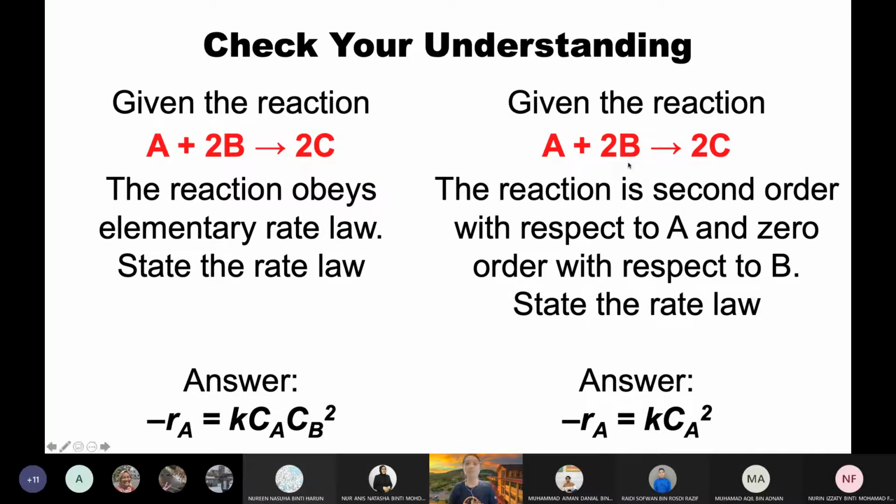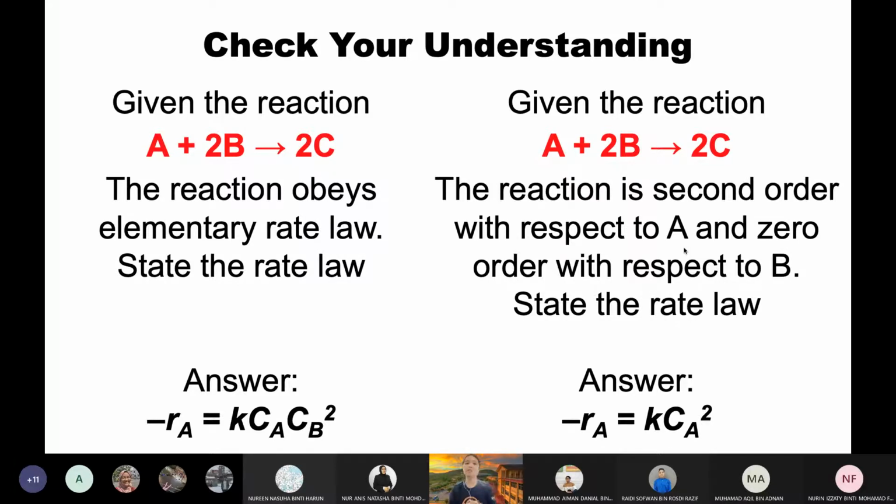So for example, in this case, you have a similar reaction. Katakan 1A reactive with 2B produce 2C. Okay, so dia kata this is non-elementary rate law and stated the reaction is second order with respect to A and zero order with respect to B. So what is the rate law?